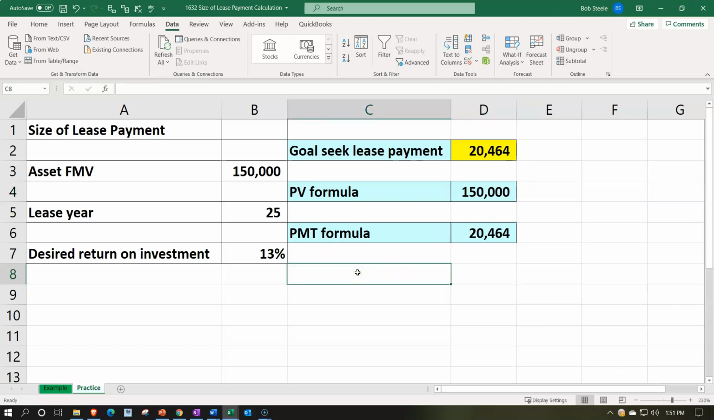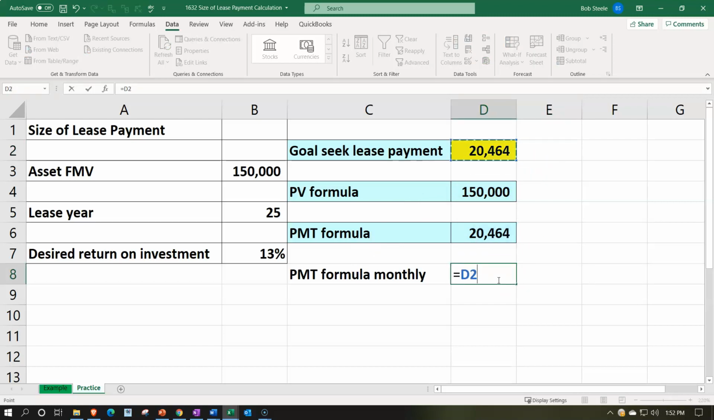Now you might do the payment formula, and what if we broke this down to a monthly formula instead of yearly. So if I was to say monthly payments, then you might say, well, I can take this 20,464 divided by 12, and that would be an approximation of your monthly payments. So you might put that up here. So monthly might then be this divided by 12.